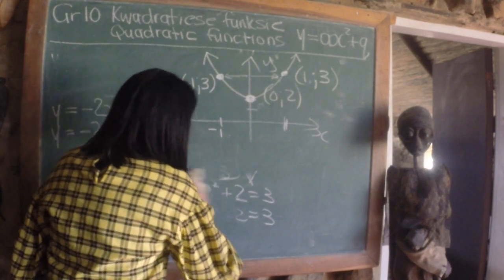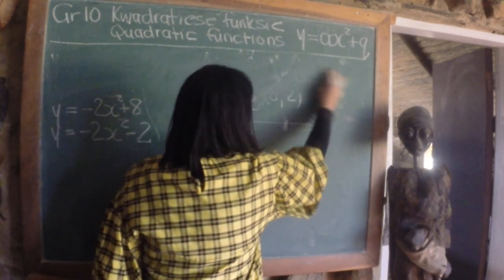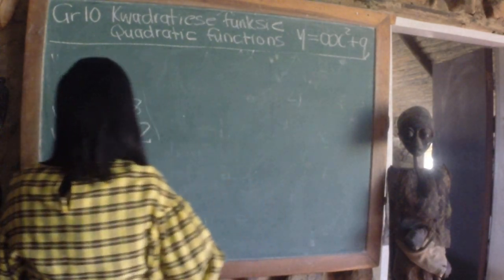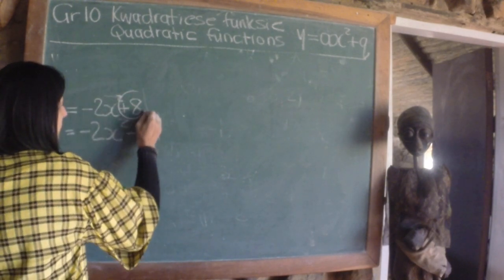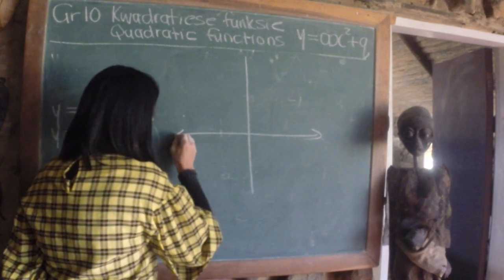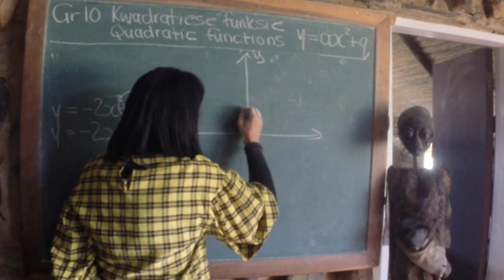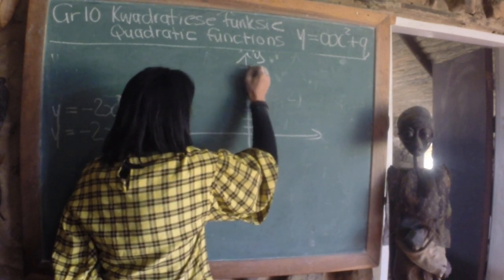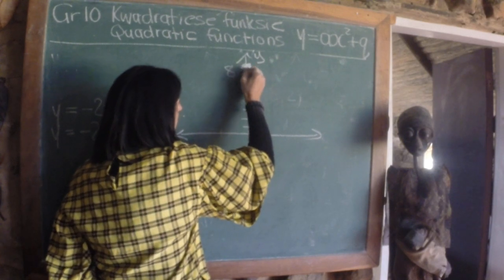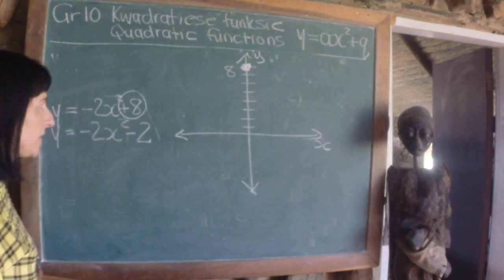Okay, let's quickly check. Start with the turning point. Waar gaan ek my draaipunt kry? Hier, sy. Plus 8. So ek gaan hierso op my y-as, 1, 2, 3, 4, 5, 6, 7, 8. Hier's 8, dis my draaipunt, dis die eerste ding wat ek doen. I'm going to put in my turning point.